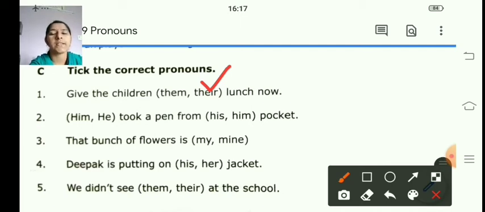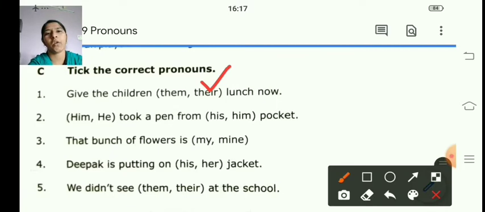Okay. Second one, him or he. Which one will come in these 2 things? You are going to tick. Him or he took a pen from his or him pocket. So you are going to choose between these. Him took a pen. Will it come like that? Or he took a pen?